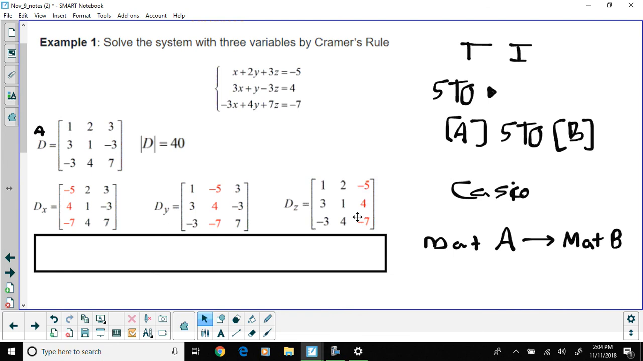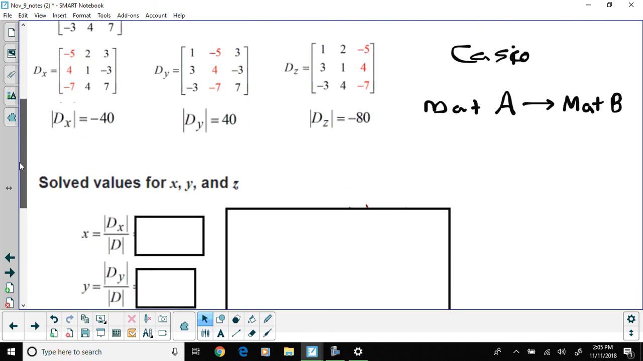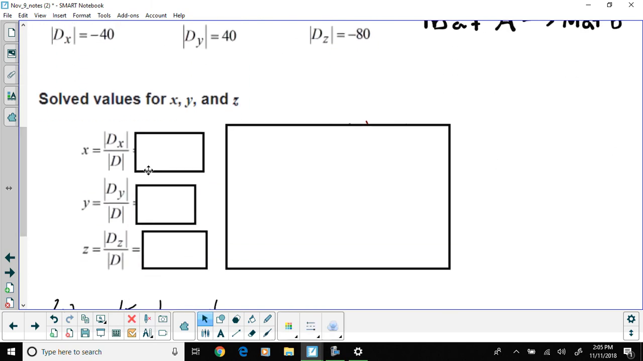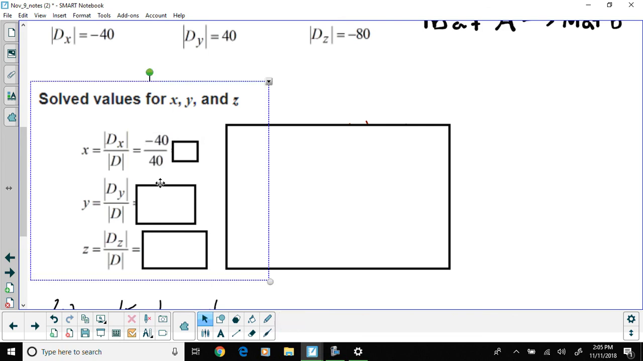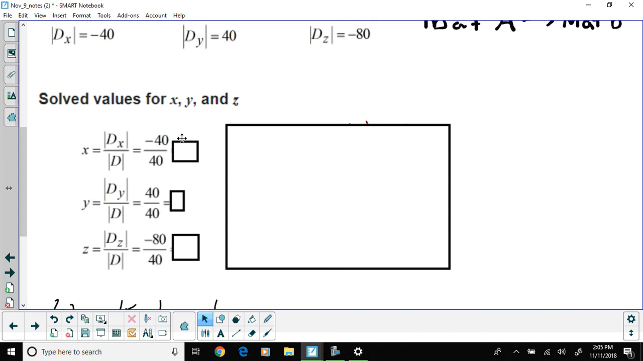Okay, so then we got those three. Well, now, what's our next trick? Our next trick is to find the determinant of each one of those. Since I already have them stored in the calculator, I just run the DET, and I get these values. So now, to figure out the X, Y, and Z, I put each one of those in, and I got the negative 40 over the original 40, the 40 over the 40, the negative 80 over the 40, and now I just have to simplify each of those. Unlike the 2 by 2 I gave you an example of, these come out to be really nice.